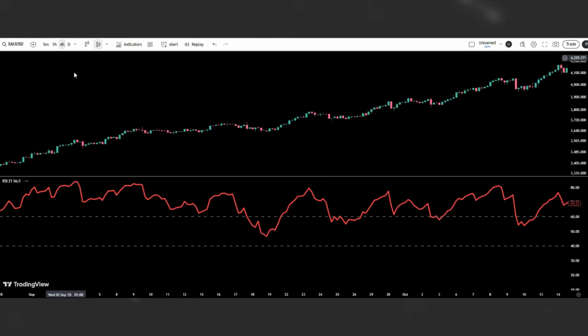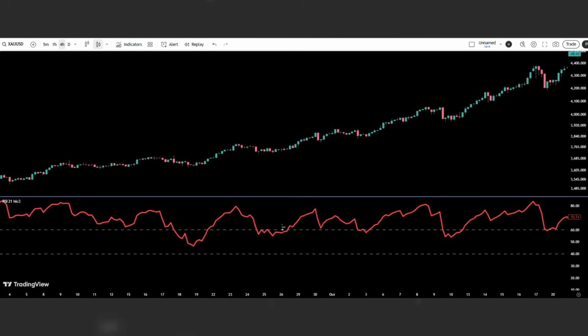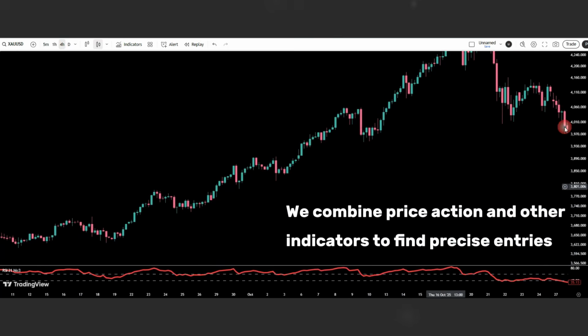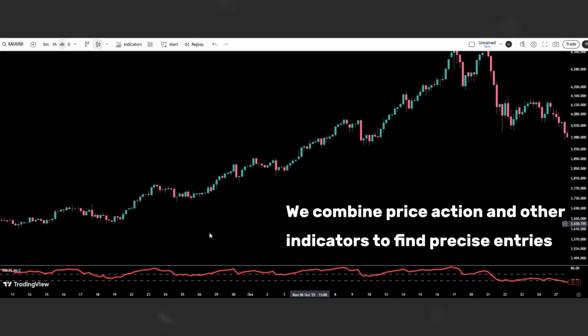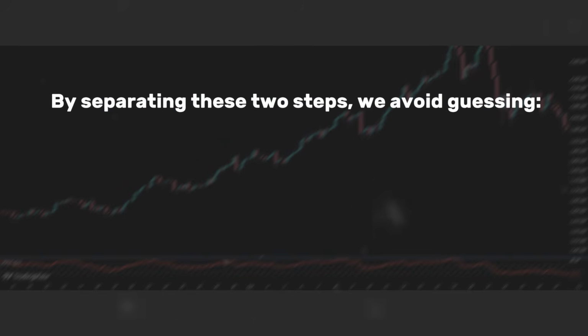Once we know the trend direction, we drop to a lower time frame such as the 4-hour or 1-hour chart. Here, we combine price action and other indicators to find precise entries. This could include a confirmation candle, a break and retest of a level, or signals from other tools like MACD, ATR, or ADX. By separating these two steps, we avoid guessing.